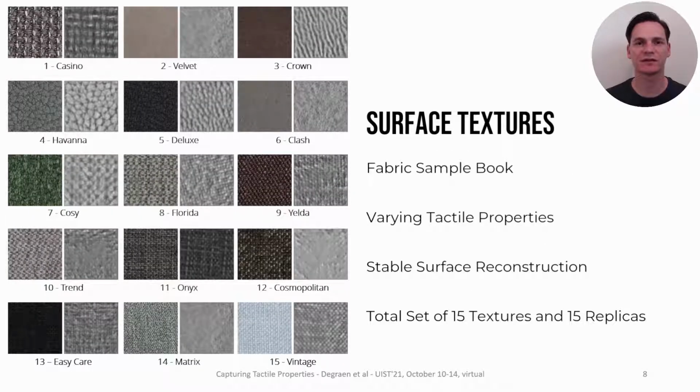We reconstructed the texture samples of a fabric sample book with varying tactile properties. Our approach captures the stable surface information of a total of 15 textures, which were then 3D printed.